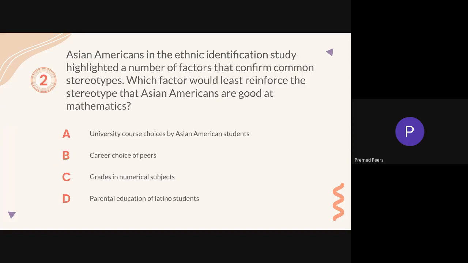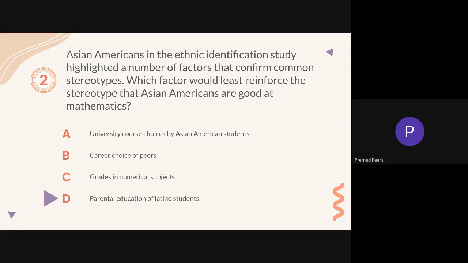Question 2, Asian Americans in the ethnic identification study highlighted a number of factors that confirm common stereotypes. Which factor would least reinforce the stereotype that Asian Americans are good at mathematics? Correct answer is D. The question stem is specifically referring to Asian Americans, but option D is talking about Latinx students, so D would be our answer.